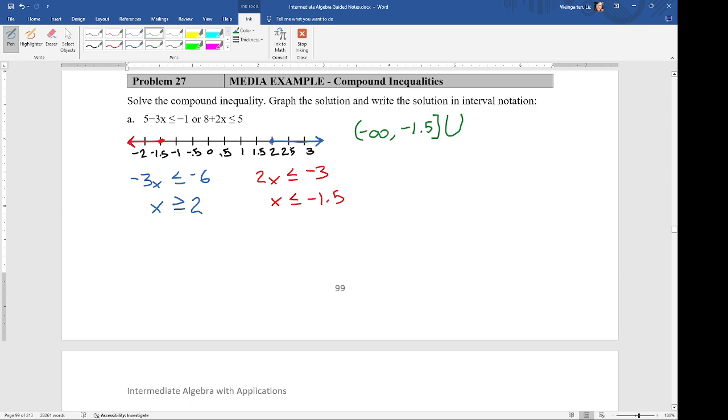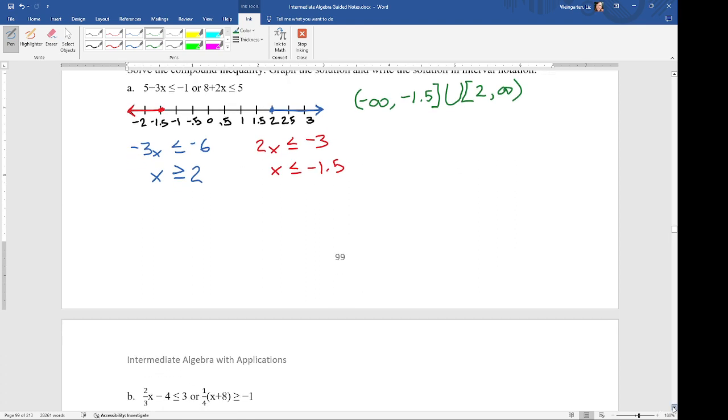The second part of our solution, we can include 2 because of the solid circle, and it goes all the way up to infinity, which we always end with a soft bracket. Let's practice another one.